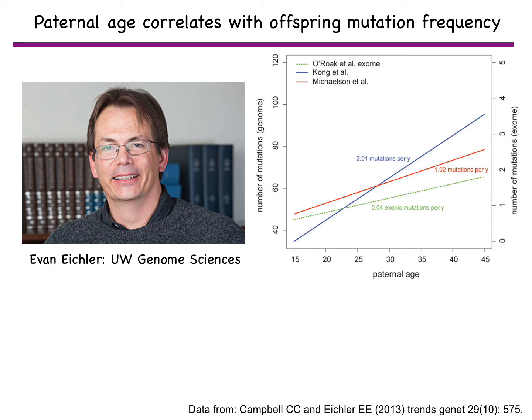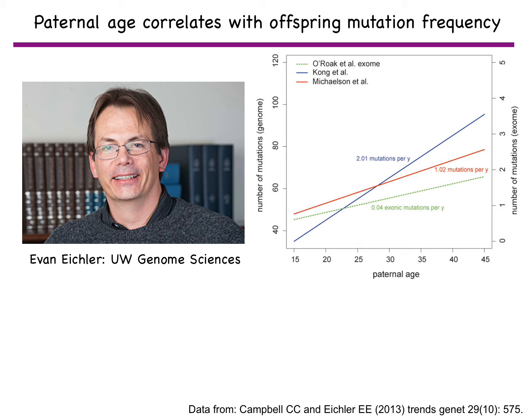What's plotted here on the right is a graph. The left side shows the number of mutations passed on to the offspring from both mom and dad anywhere in the genome. On the right is the number of mutations present in the exome, which is just a small fraction of the genome, the expressed portions, so that number is a lot smaller. On the x-axis is paternal age. As paternal age increases, the number of mutations passed on from parents to offspring increases over time.